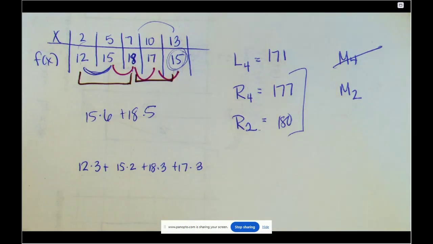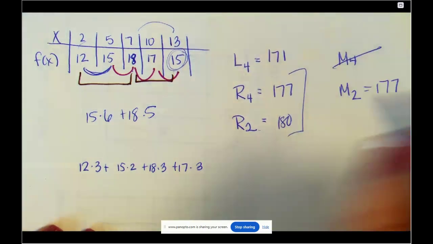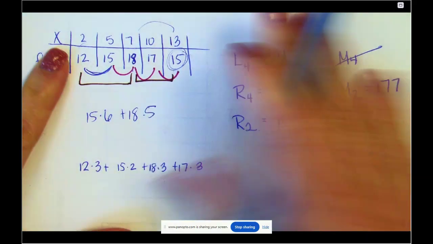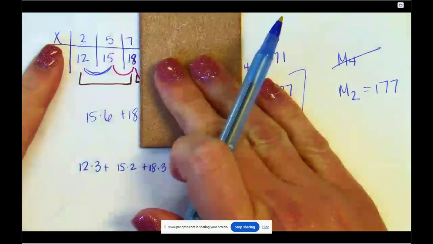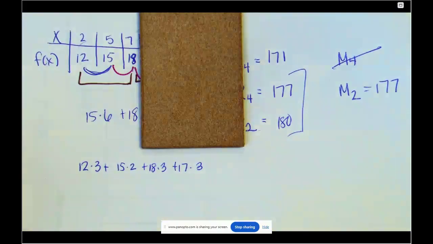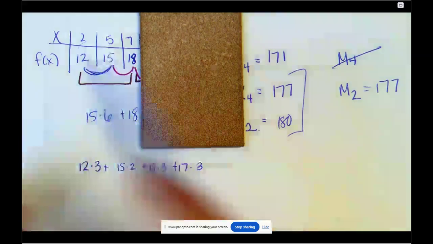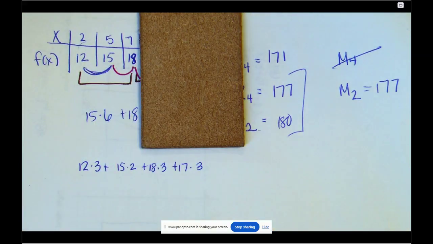Okay, what do you get for M sub 2? 177, correct. Because here's our first rectangle, from 2 to 7. What's the height at the midpoint? 15. That's as middle as we get. I know that 5 is not directly in between 2 and 7, but that's what we've got. It's an estimate, pure and simple.